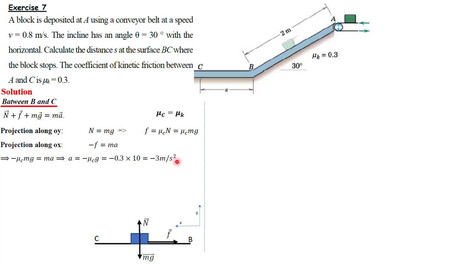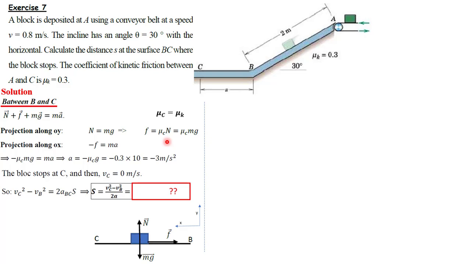So since the acceleration has a constant value, we can use one of the 4 equations of the constant acceleration model. What is important to be found here? They want us to find S. So it's a distance. What do we have as an equation relating the distance to the acceleration? So let's use Vc squared minus Vb squared equal 2a times the distance traveled from B to C.